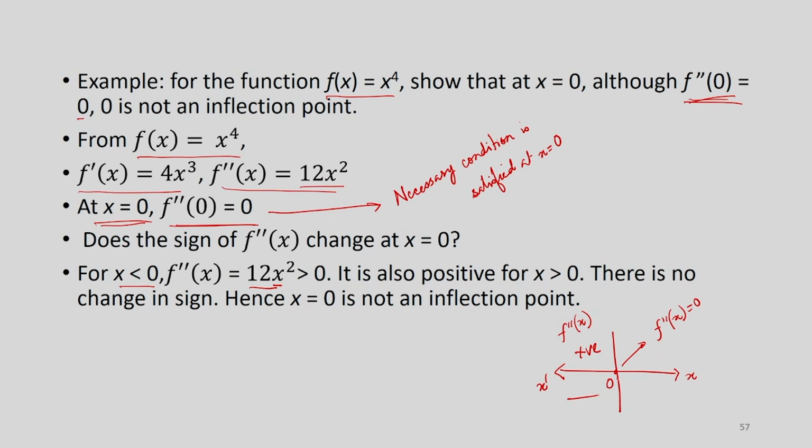And if you take x greater than 0, so here, there also f double dashed is positive. So, the sign actually is not changing. The sign was positive to the left, it became 0 at x is equal to 0, and it has become once again positive to the right of x is equal to 0. The sign is not changing. Therefore, the sufficient condition is not being satisfied. Therefore, 0 is not an inflection point, although the necessary condition is satisfied.